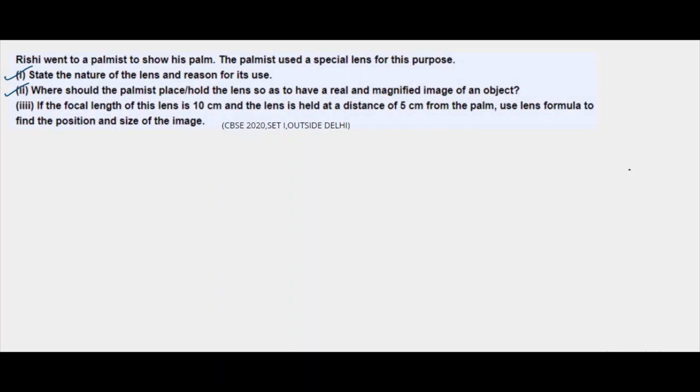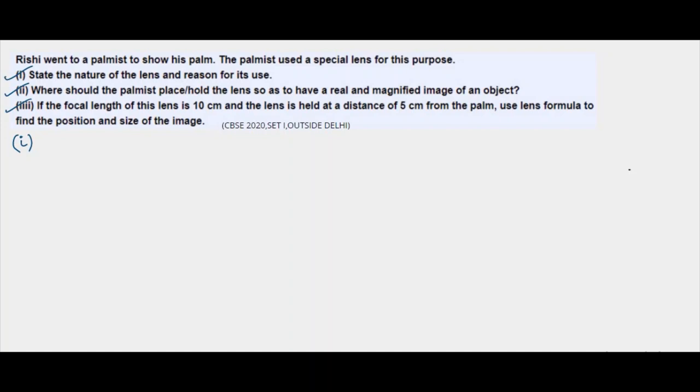Second question, where should the palmist place or hold the lens so as to have a real and magnified image of an object? And third, if the focal length of this lens is 10 cm and the lens is held at a distance of 5 cm from the palm, use lens formula to find the position and size of the image. Okay. So, first question, state the nature of the lens and reason for its use.